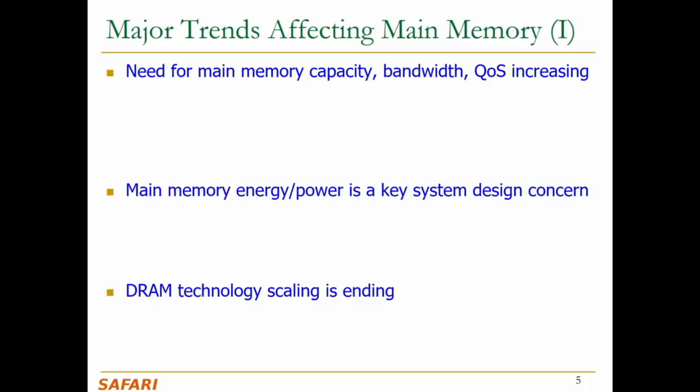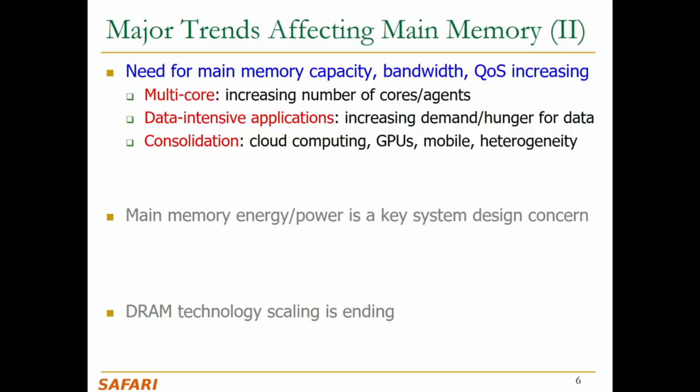Energy and power is a key system design concern, and technology scaling is ending. This talk is going to be about technology scaling. But to understand that, I think we need to cover the other trends also. We're able to put a lot of cores on machines, and applications are becoming increasingly data intensive, and we want to consolidate more and more. That's driving the capacity, bandwidth, and quality of service requirements up and up, performance requirements.